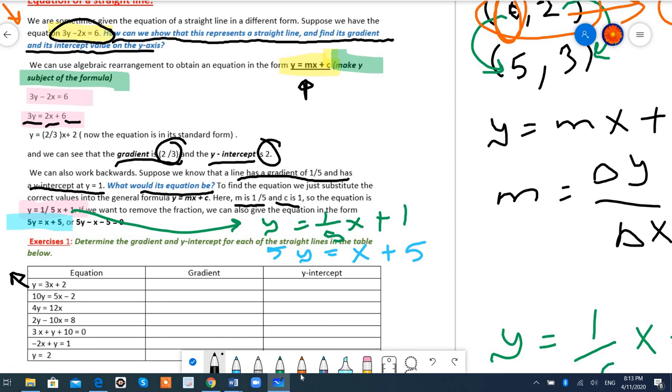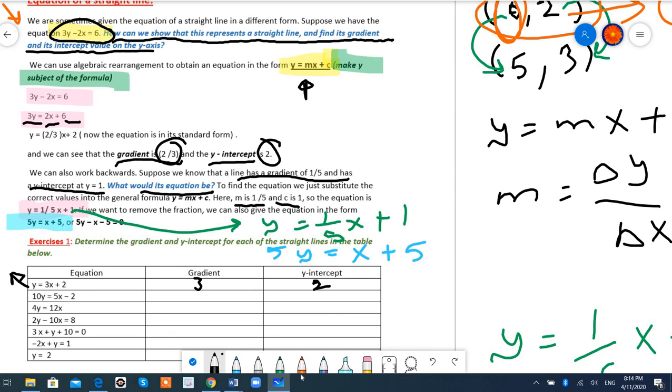For the first equation, it is written in the standard form. So directly the gradient is 3 and the y-intercept is 2. Write the numbers with their signs. Since the 2 is positive we wrote 2, and since the 3 is positive we wrote 3. Now 10y equals 5x minus 2. Y is not the subject of the formula.